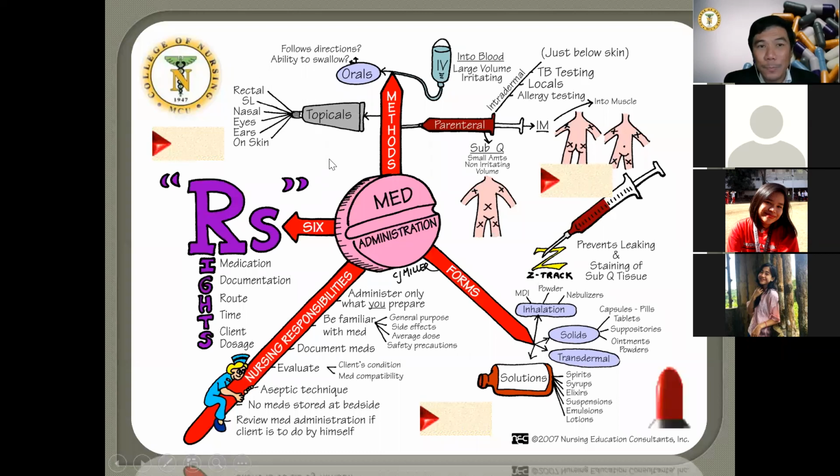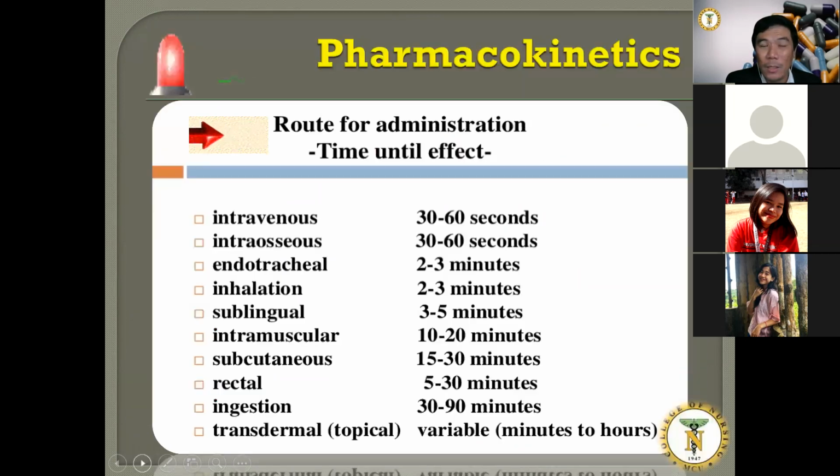These are the methods of administrations: the topicals, the oral, the intravenous, and the parenteral. And these are the forms. It could be by inhalation, by the solids, the transdermal. And these are the nursing responsibilities. So we need to take into consideration the rights of medication, which I have already introduced to you, the 5, but later on we'll introduce the other rights of medication.